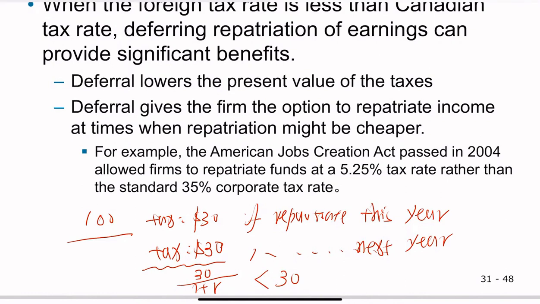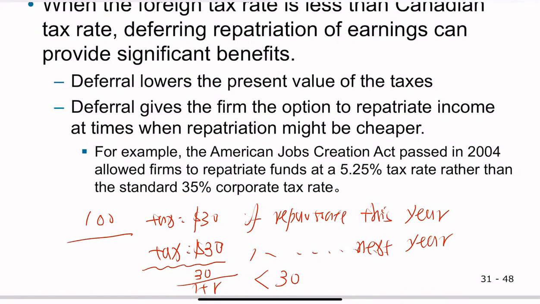The second reason is it's due to potential policies. If the firm does not bring back its foreign incomes back to its domestic country, then it has the option, or it can have the benefit of getting a lower tax rate if it repatriates in the future.